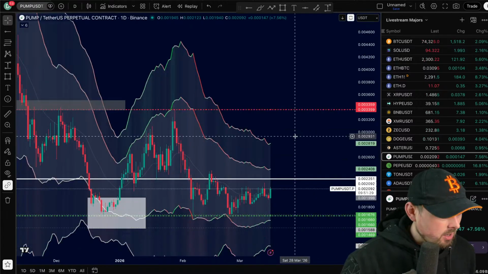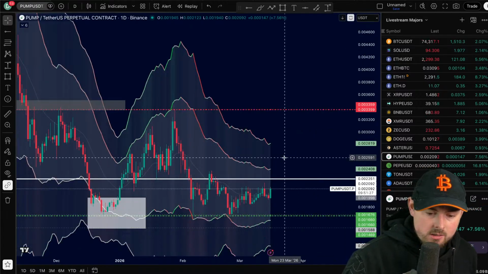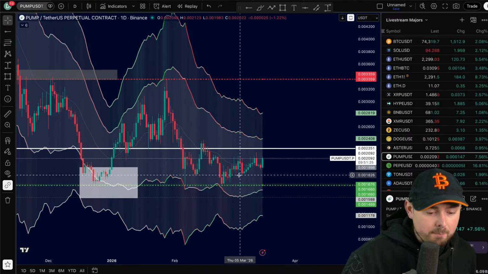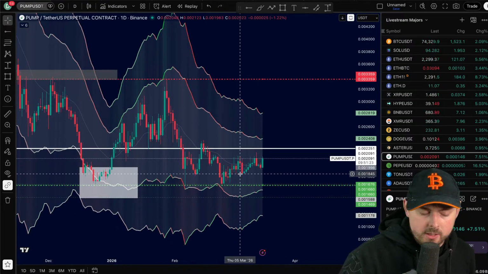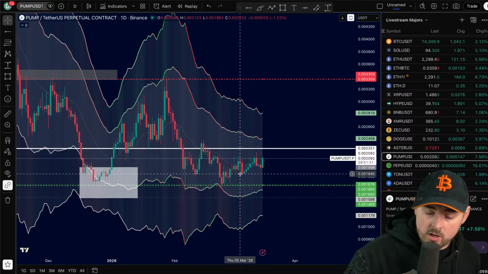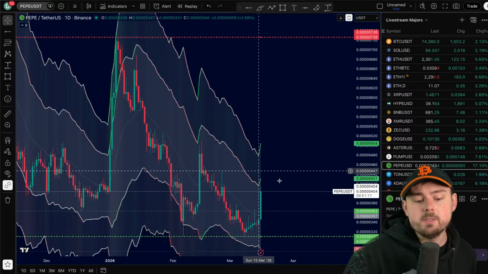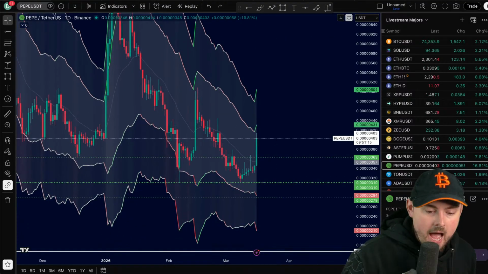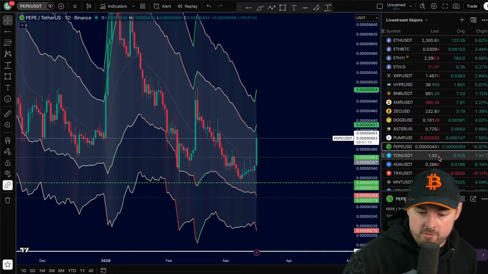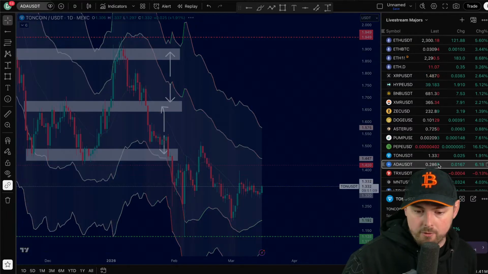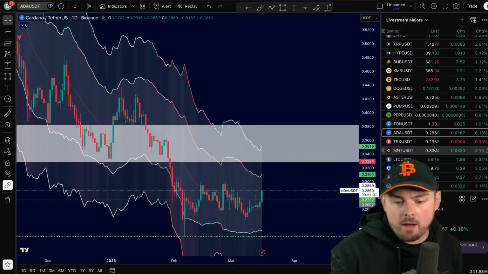Pump, again, yet to get going really. Still fairly close to its lows. So what's possible with Pump? We'll have to wait and see. Obviously, Pepe just annihilating everything else today, up nearly 17%, outperforming pretty much anything that I've seen on the market so far anyway, while we're making our way down this list.